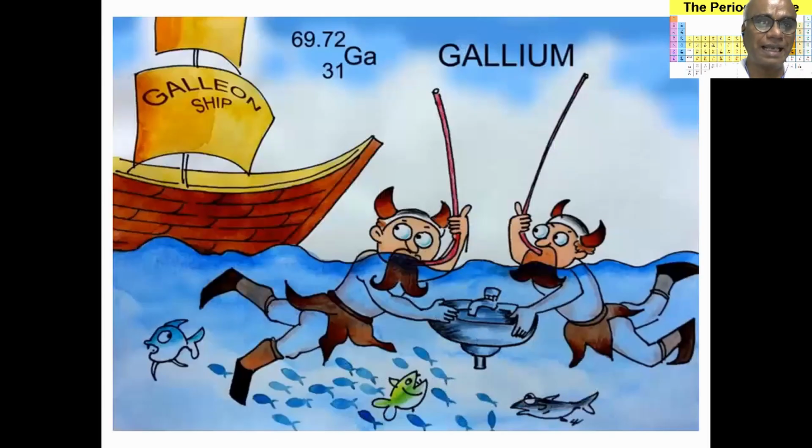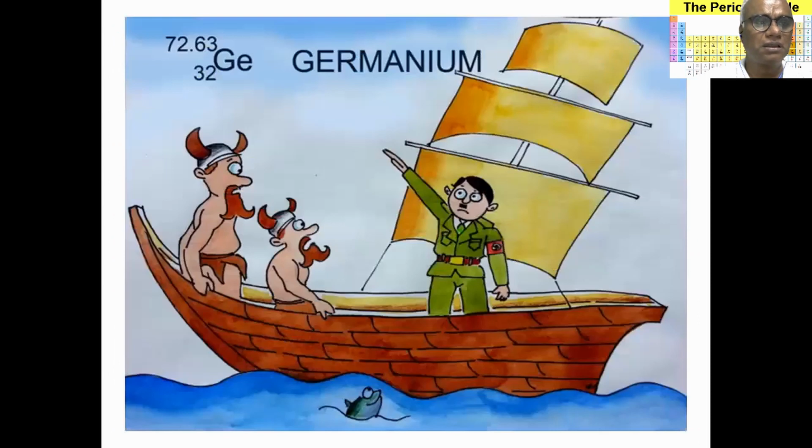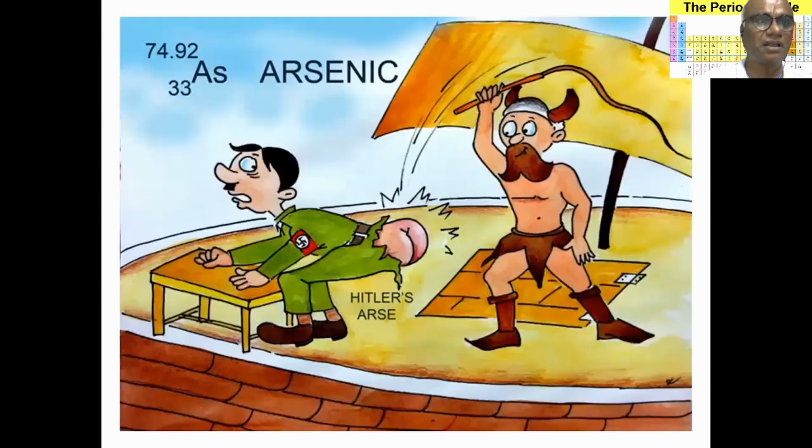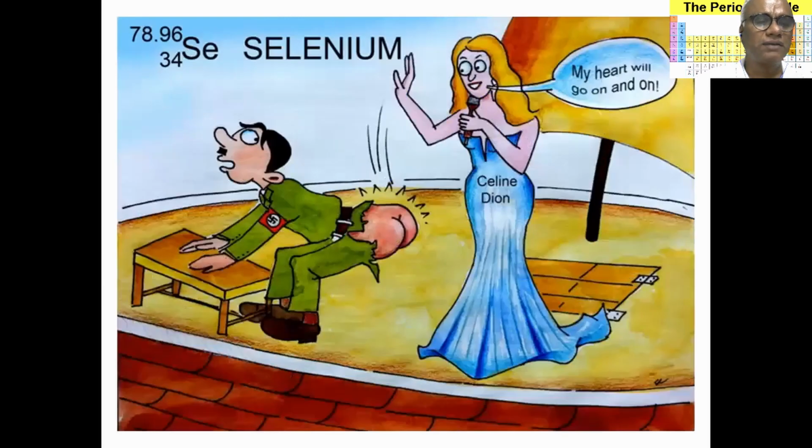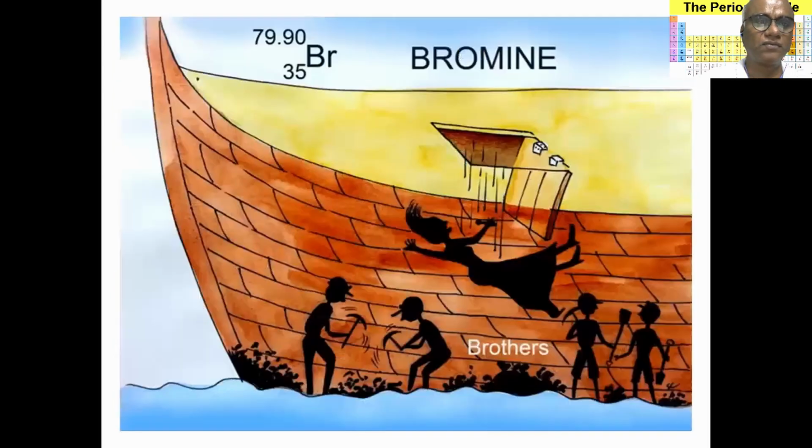The 31st element is gallium, or gallium sheet. The 32nd element is germanium, or German, Hitler. The 33rd element is arsenic, or as. The 34th element is selenium, the zinc. The 35th element is brother's mine, digging a mine, brother's mine, bromine.